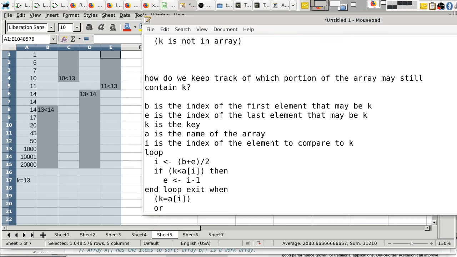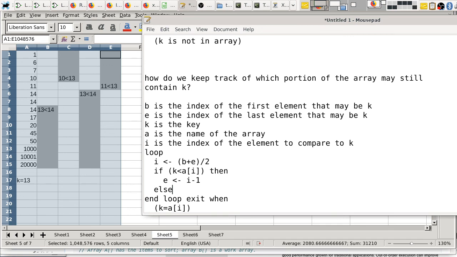So we are updating E to be I minus 1. But why is that minus 1 important? Why not just say E gets I? Why is it I minus 1? Because I is, exactly, because A bracket I is confirmed not to be K. So we have to rule that one out as well. So that's the reason why it has to be I minus 1. Okay, that's kind of cool.